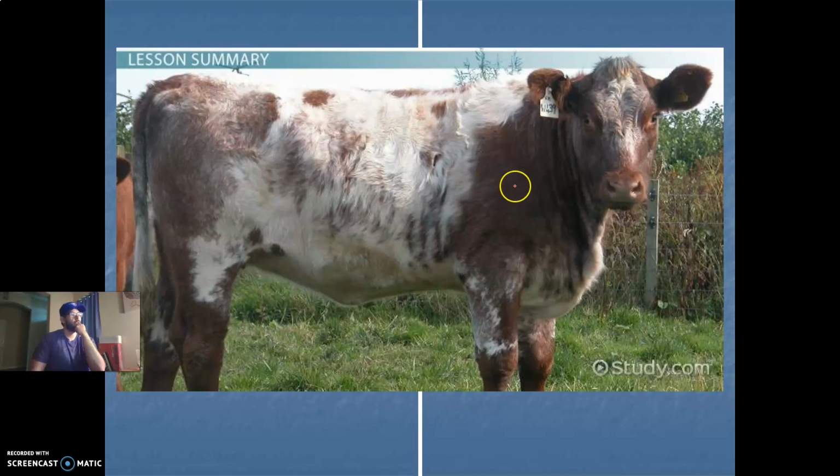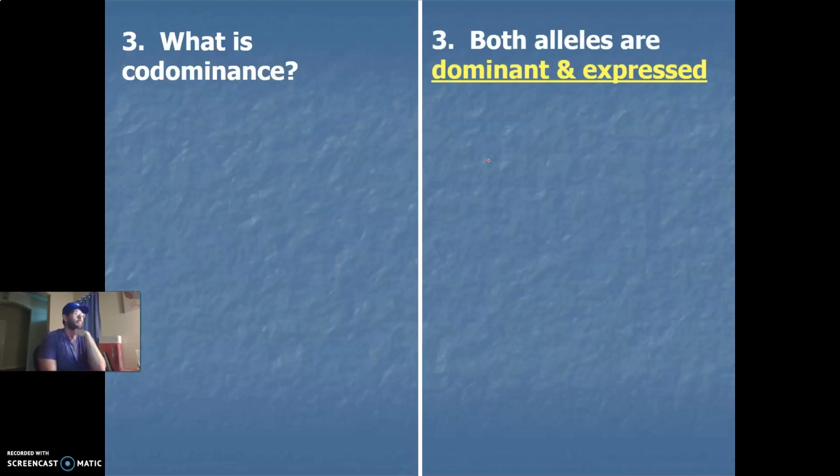Okay, last one. We have our little cow here. Once again, it's white and this reddish brownish color. This is codominance as well. They didn't blend together. It's not like, was it blue and green make purple? I don't know my colors.